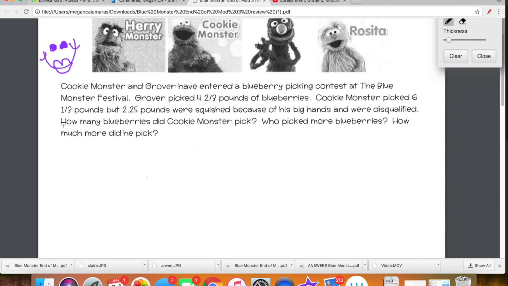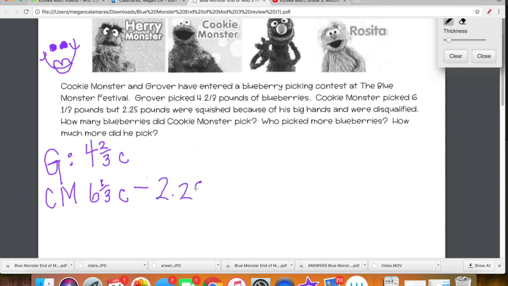So Grover, why isn't my pen working? Grover has picked 4 2/3 of a cup of blueberries. Cookie Monster has picked 6 1/3 of a cup of blueberries. However, his big hands squished 2.25 cups of those blueberries.